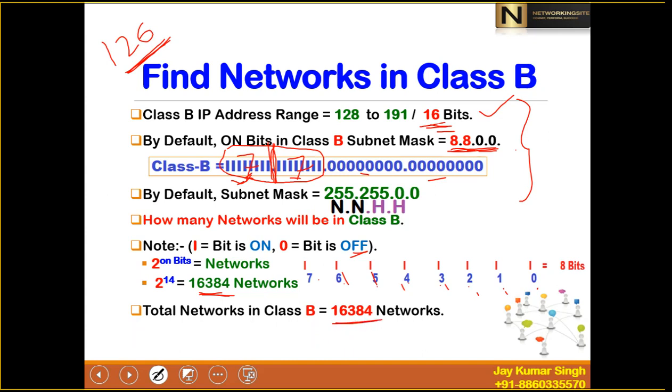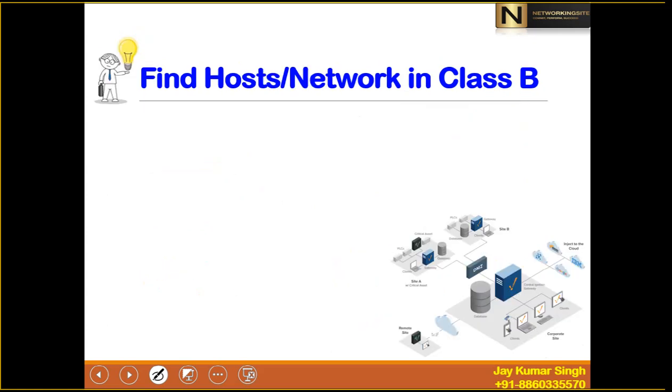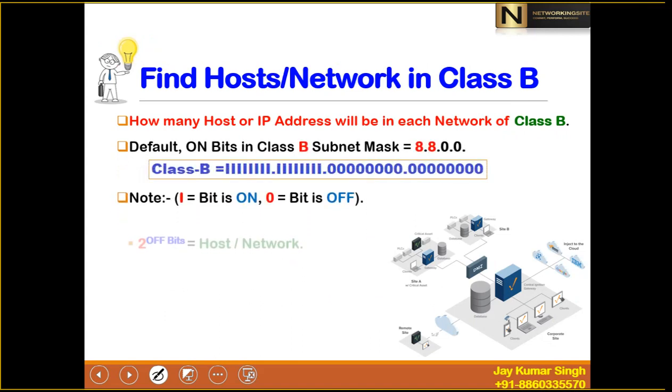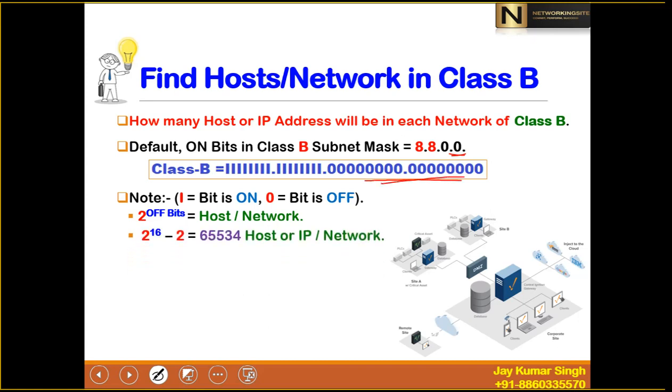Now you'll say, I want to use one network in my company. If I use one network in class B, how many IP addresses can I use? How many hosts or IP addresses will be in class B? This also we know; it is common information. The formula is 2 to the power of off bits. How many off bits are there here? 16. So 2 to the power 16 minus 2.